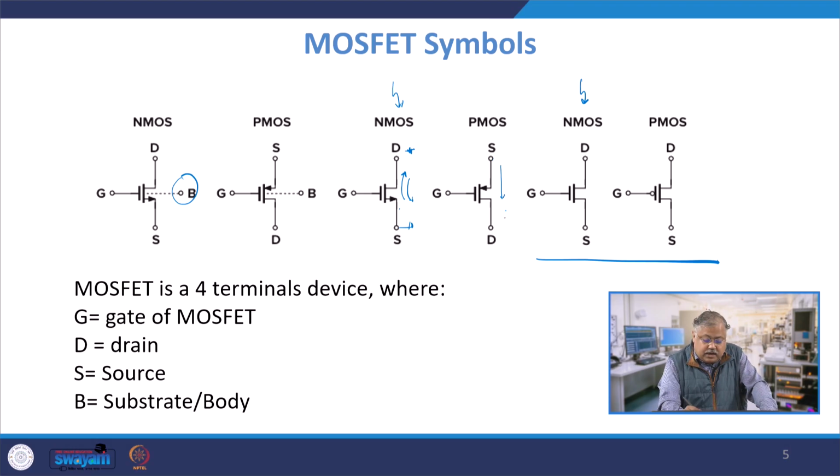Source to drain, right, because at the drain you will apply a negative bias, and holes will be attracted towards the drain. The arrowhead is from source into the drain. So, that is the reason the arrowhead has got a meaning. That arrowhead actually tells you whether it is an NMOS or PMOS.